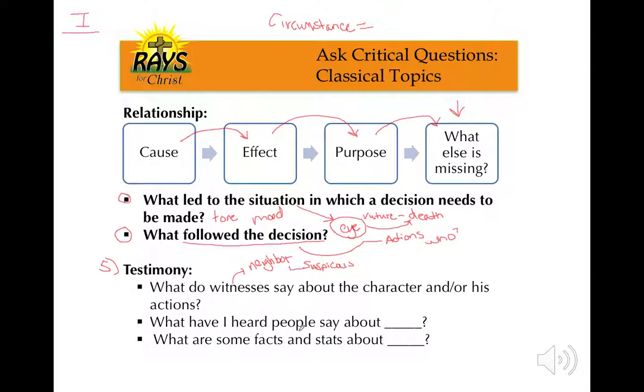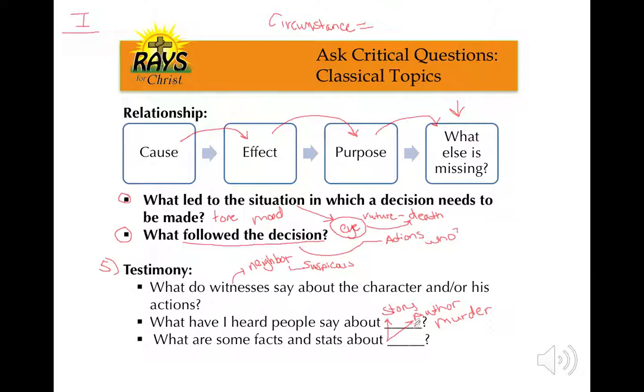What have I heard people say about this story, The Tell-Tale Heart, about the story itself? Maybe I go do some Google research, or about the author and what he typically tried to display or talk about in his stories, or maybe about the topic of murder itself. What have I heard people say about a murderous situation like this? What are some facts and stats about the story? It's a classic, it's been around a long time. So, what are some facts about this story that I can go find?